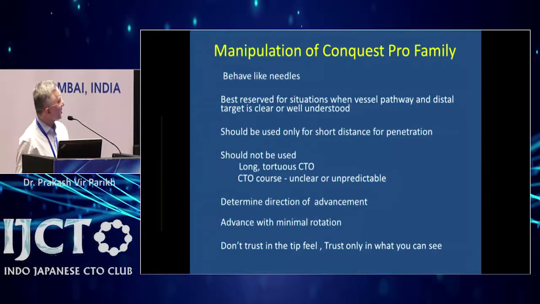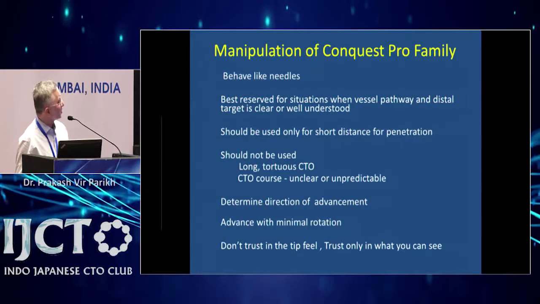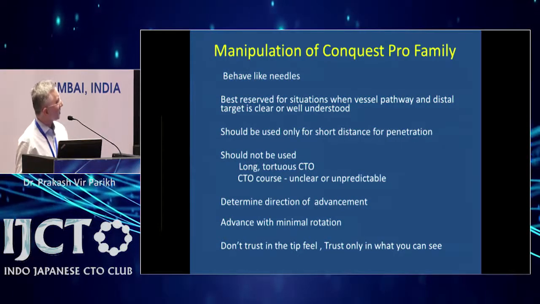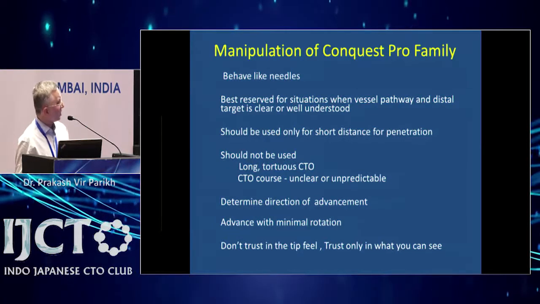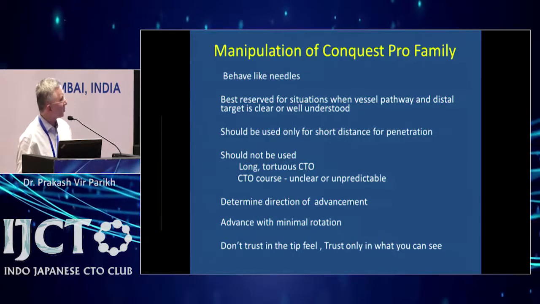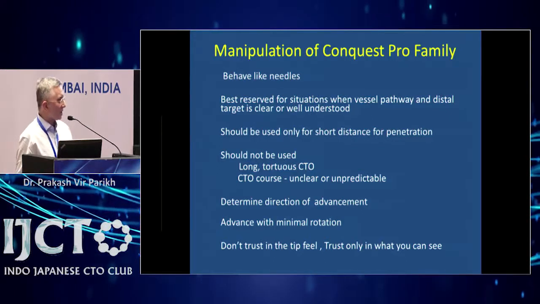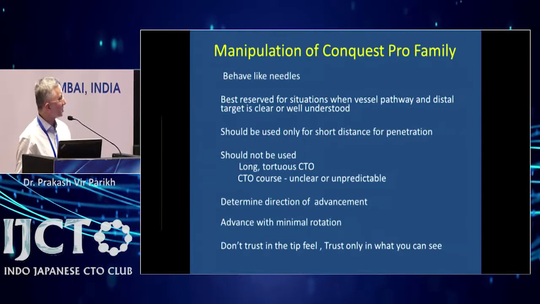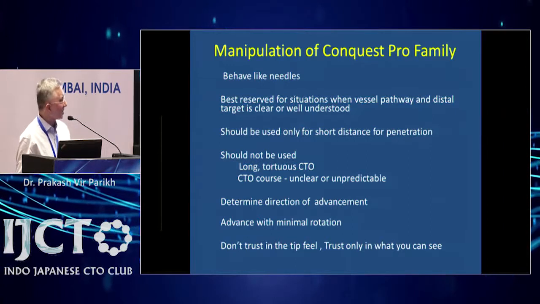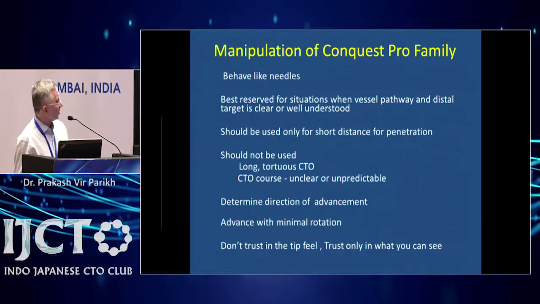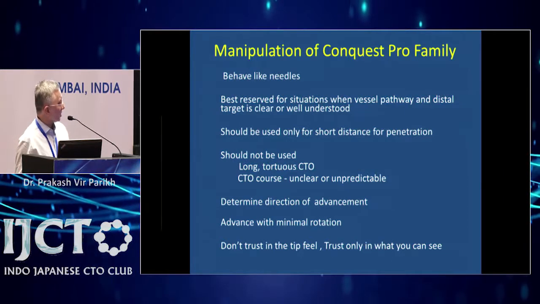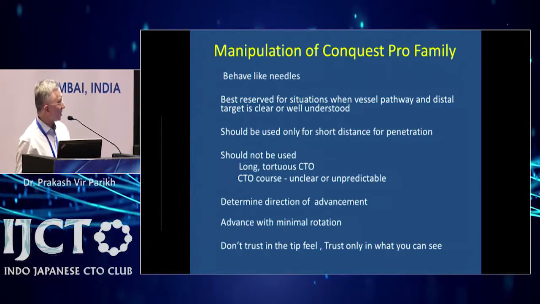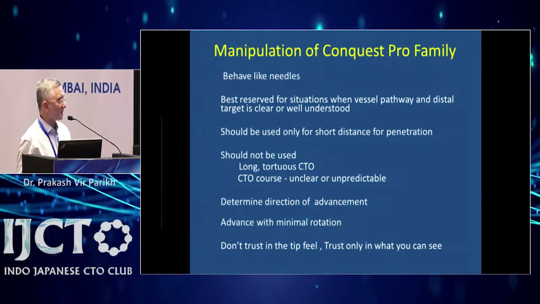Conquest Pro wires are very stiff and fast, they behave like needles. So they are best reserved for situations when the vessel pathway and distal target are clear or well understood. They should be used only for short distances. You should not use Conquest Pro wires if you want intimal tracking in long tortuous CTOs, and when the CTO course is unclear or unpredictable. Always determine the direction of advancement and advance with minimal rotation. And don't trust in a tip feel, trust only in what you can see when you use Conquest Pro wires.